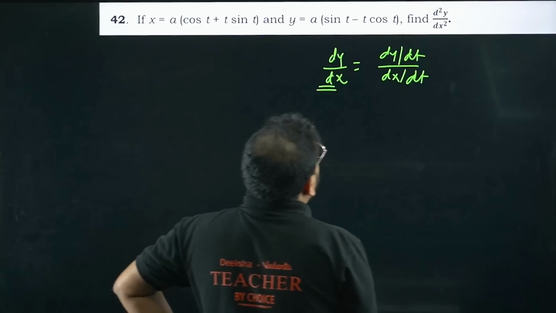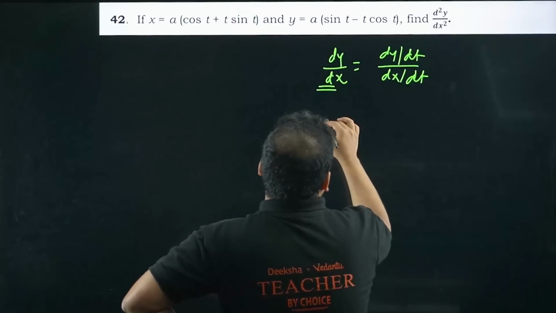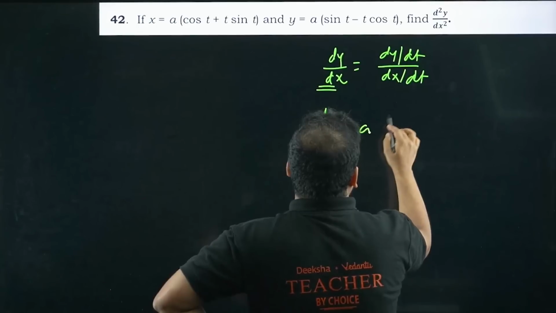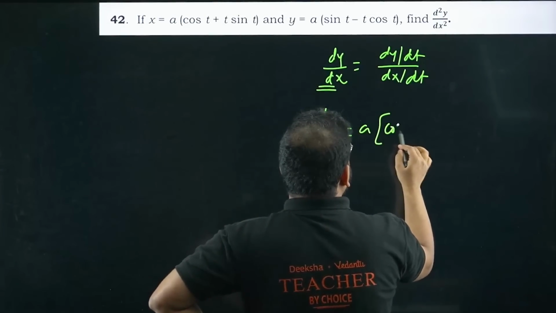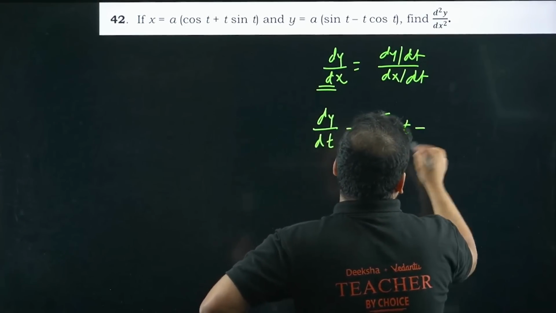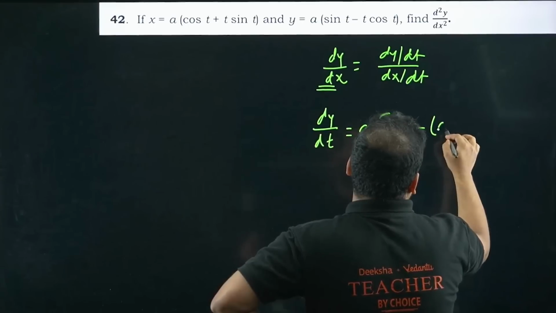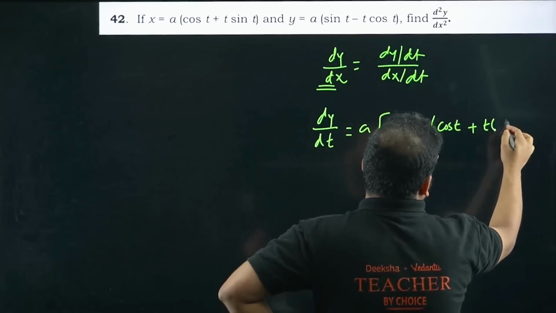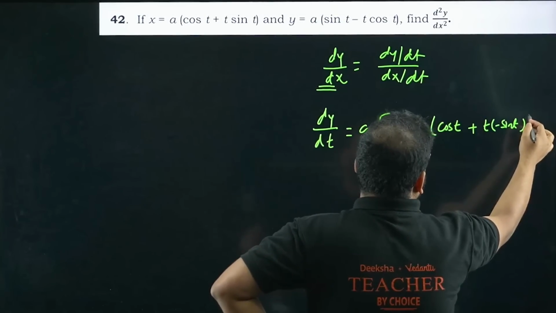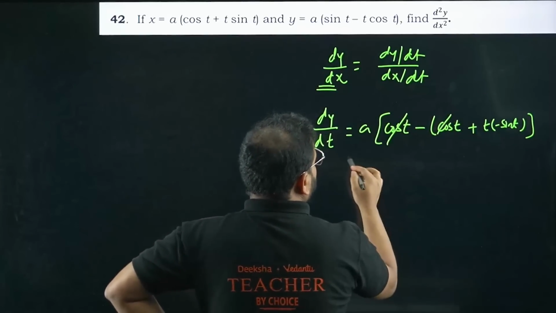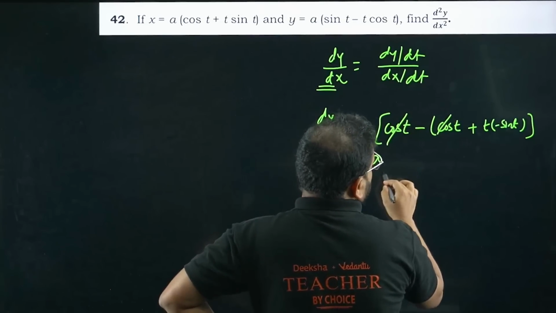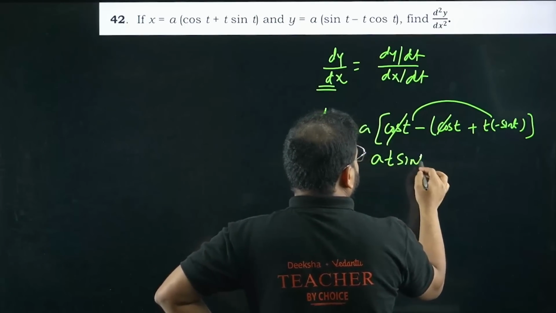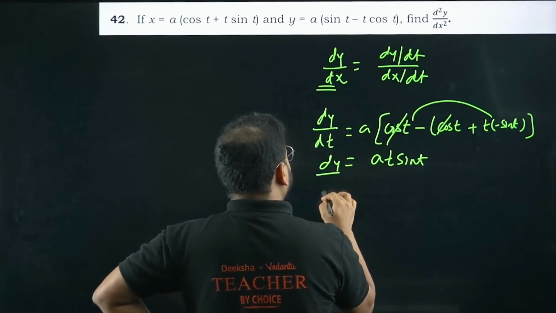So let's just do that. Dy by dt, it'll turn out to be, please check, A is the constant outside, let's keep it like this. Sine will become cos. Over here I'll have minus, t will be simply 1, so I have cos t, and then I have plus sine, simply t you keep, and you get here minus sine t. So this cos and cos is cancelled. I'm ending up with a t, minus and minus makes plus, so a t sine t. This is my dy by dt.